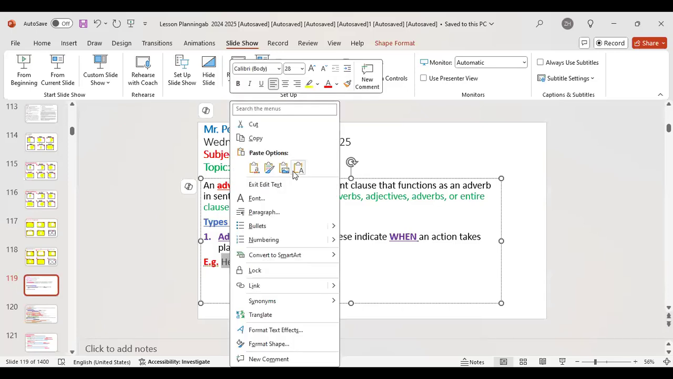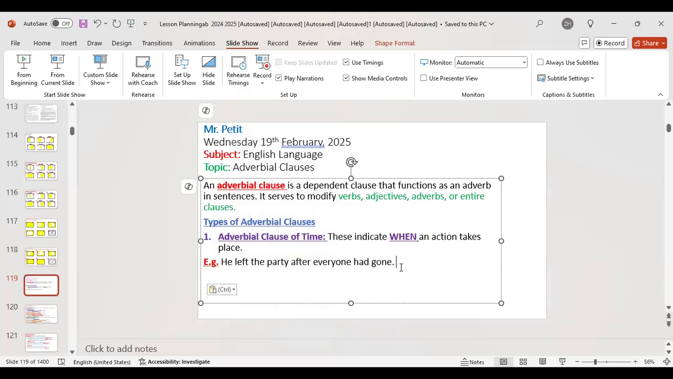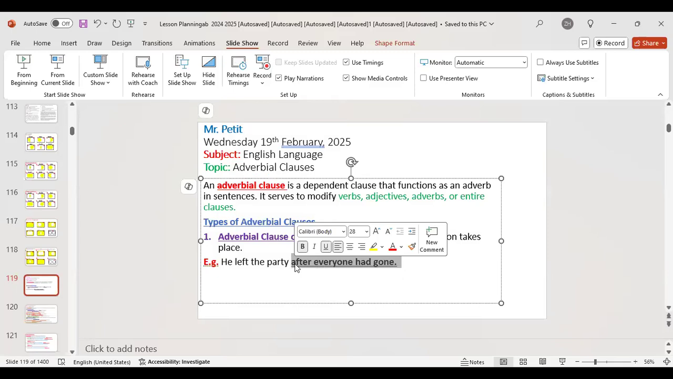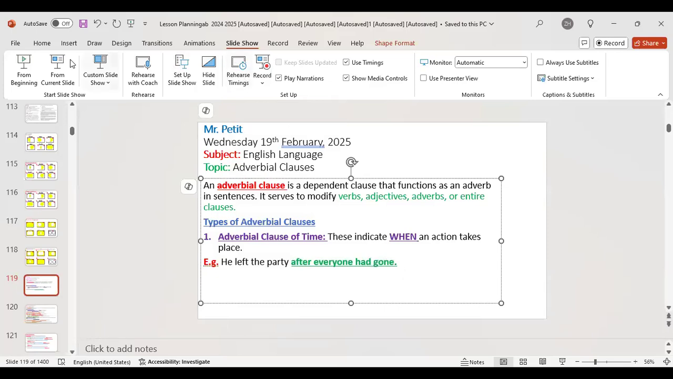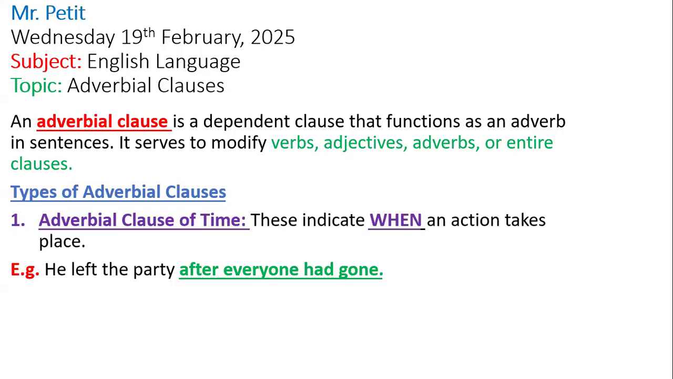If we want to have an adverbial clause of time, I can say Henry left the party after everyone had gone. So after everyone had gone is an adverbial clause of time because it's telling me at what time he left the party. Does that make sense to you all? Yes, sir. So after everyone had gone, is that a complete sentence?